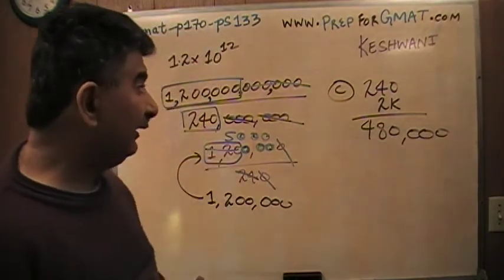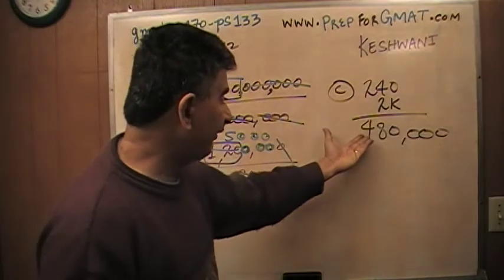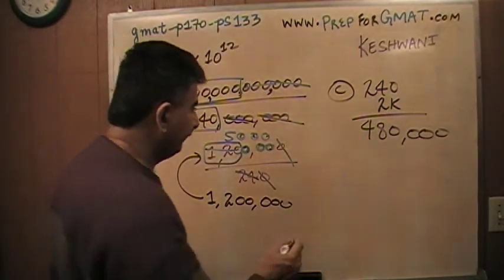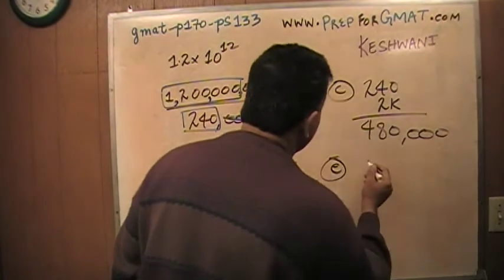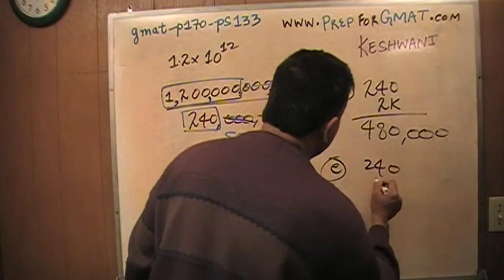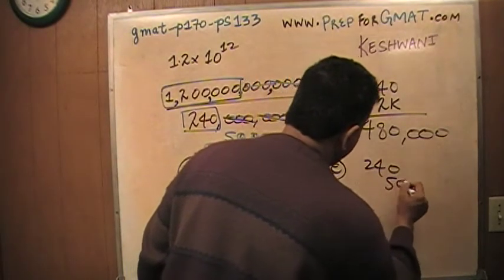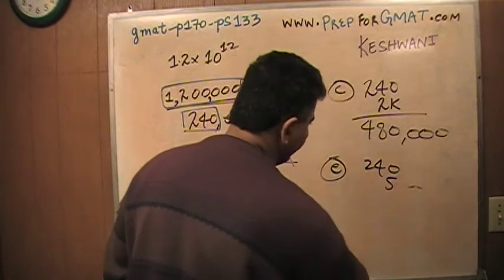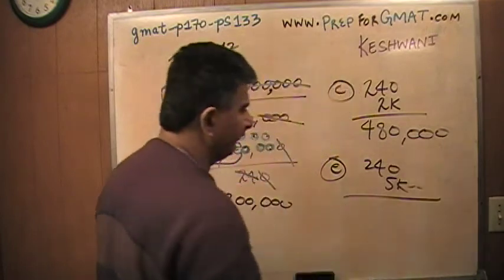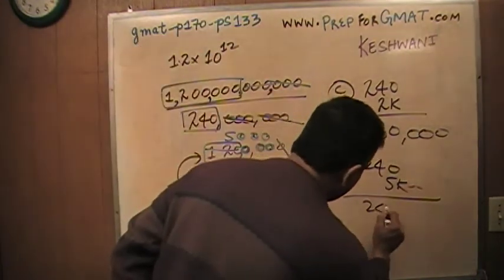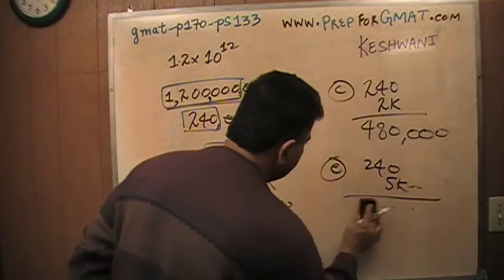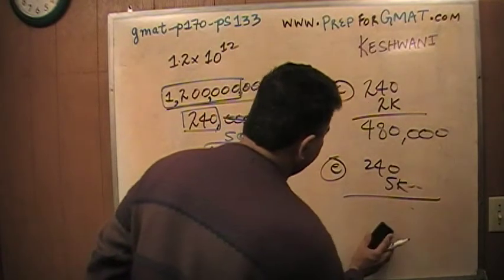So I started with C. It's too small. It's not even 500,000. I need 1.2 million. So instead of going through D, I'm going to try E. So we have 240 people, each with $5,000. We are assuming that the correct answer is 5,000, in which case we'll end up with 240. Let me multiply it by 5.